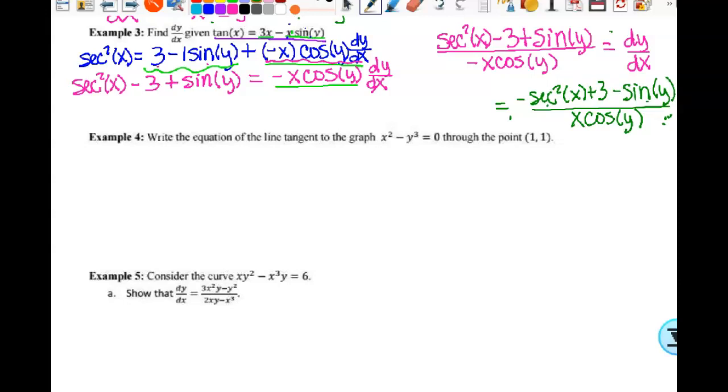So here's the good news. If you have to actually use this equation, you don't have to solve for dy dx first. You can, but my suggestion to you is that you don't, that you stop at your first step, then substitute things in, then you're working with numbers and not all the crazy variables, okay? So we're going to look at that here in example 4. It says, write the equation of the line tangent to the graph. So I need the equation of the line tangent to the graph through this point.